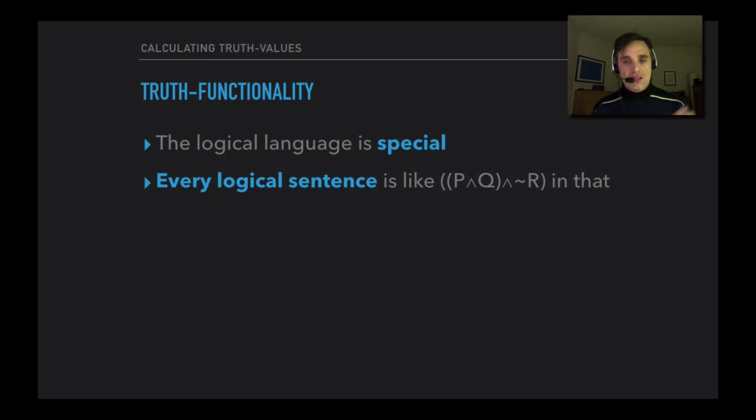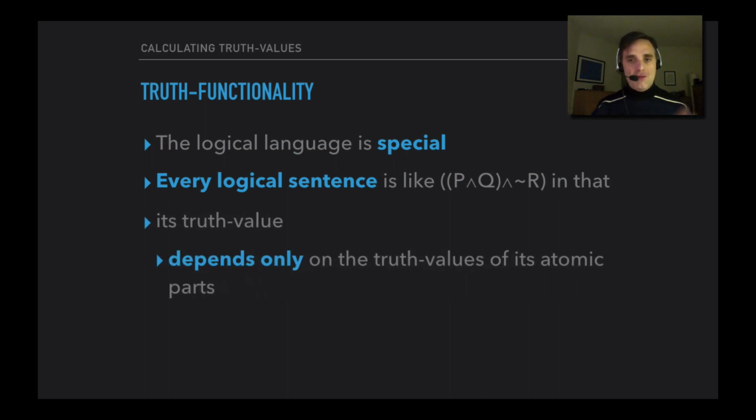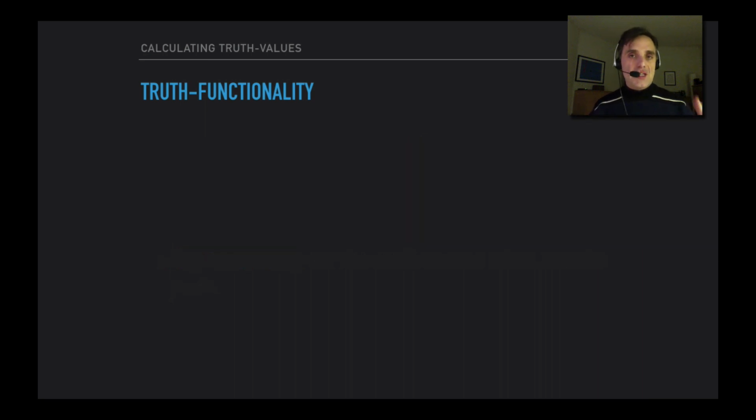Every logical sentence is like P and Q. So we have this big sentence, P and Q and not R, and all the logical sentences are like P and Q and not R in the following way. The truth value of the whole thing depends only on the truth value of its atomic parts, the sentence letters. It doesn't depend on anything else, given what we've said about the meanings of negation and conjunction.